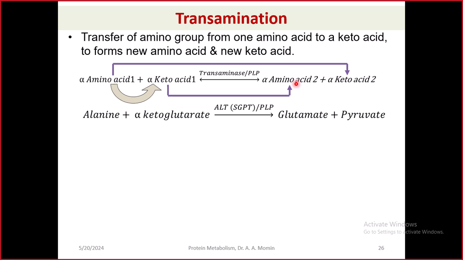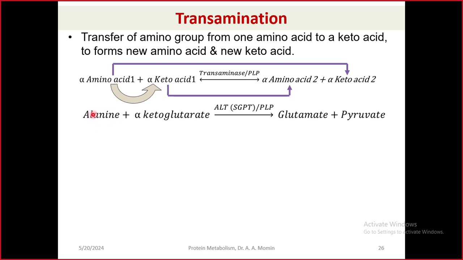So examples, the physiologically most important two reactions, two important transaminases, are there. One is the alanine transaminase and second is the aspartate transaminase. So first reaction, alanine transaminase, also called SGPT, serum glutamate pyruvate transaminase, with the help of pyridoxal phosphate, this enzyme transfers the amino group from amino acid alanine to a keto acid, alpha ketoglutarate.